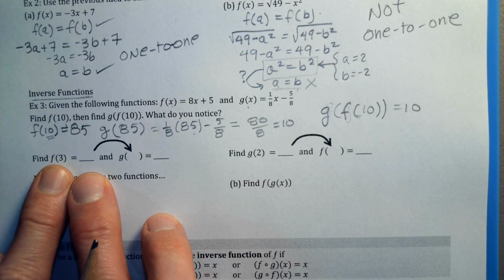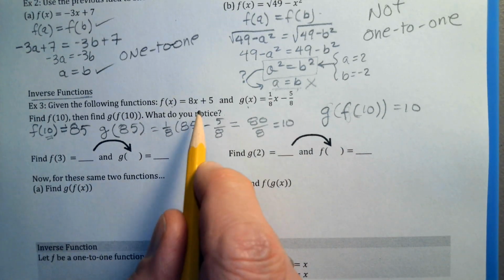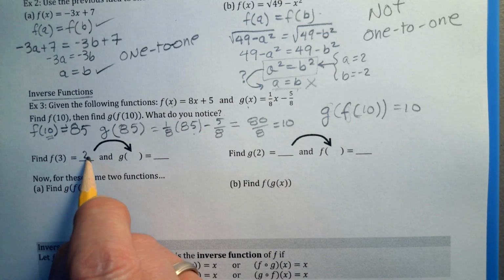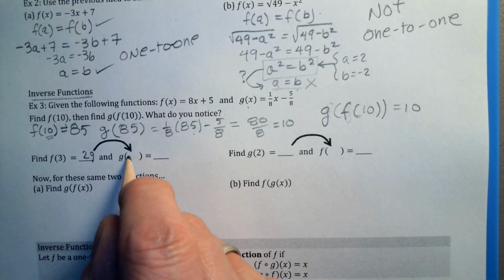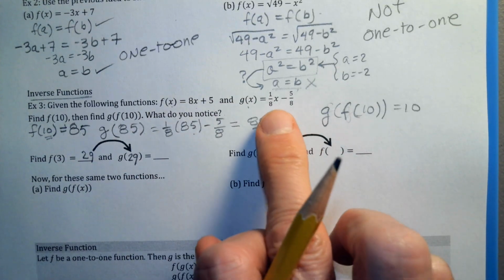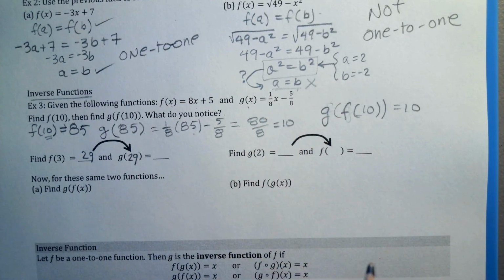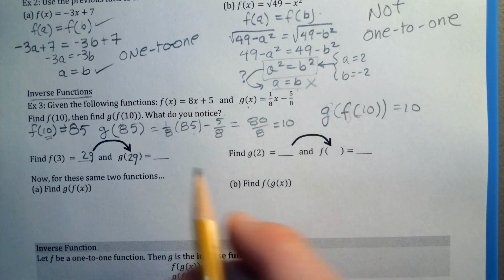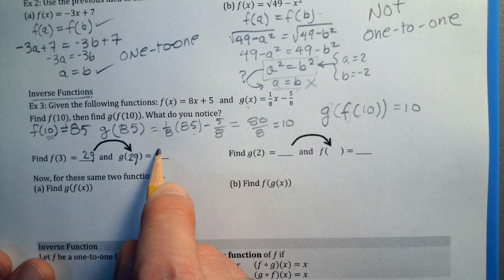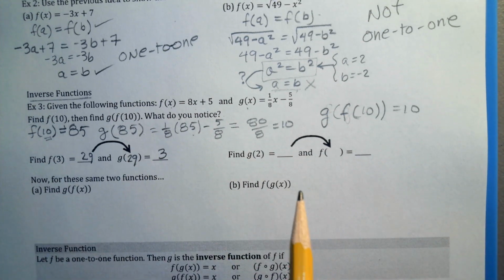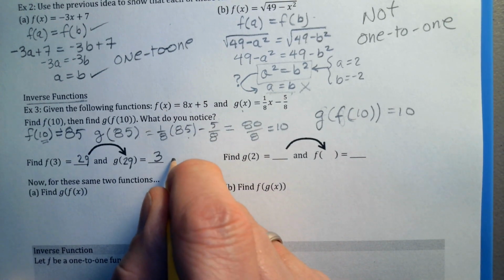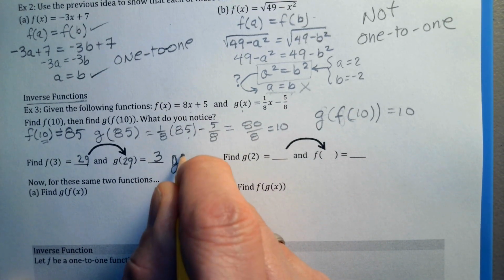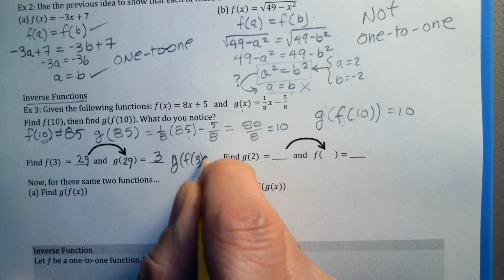What is f of 3? So putting a 3 in for f, I think you see we get 29. And then if we put 29 into g, I think you see we get 3. So in other words, g of f of 3 equals 3.